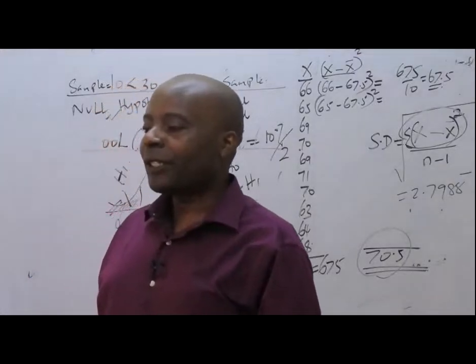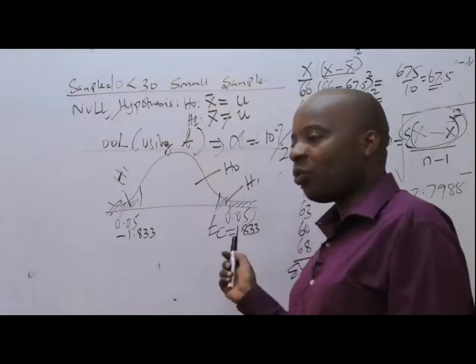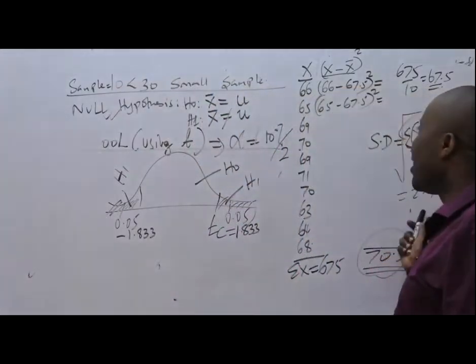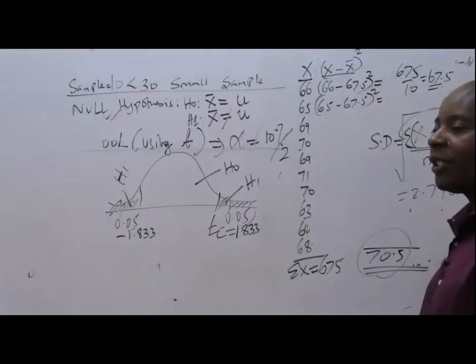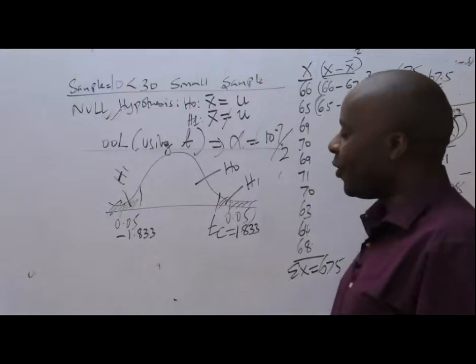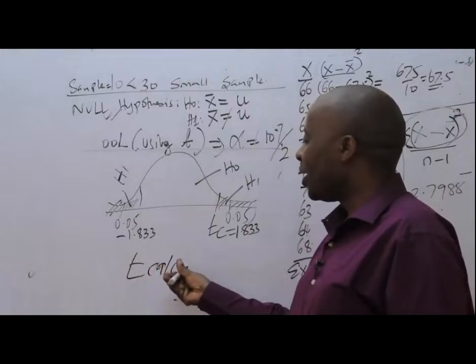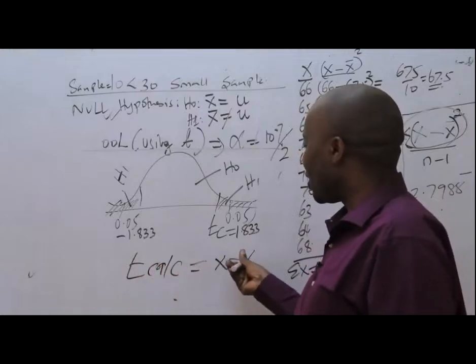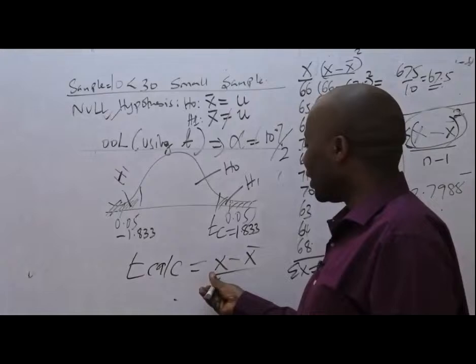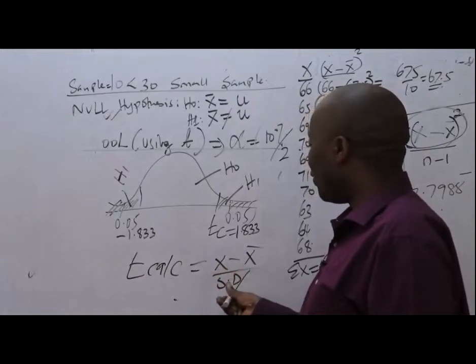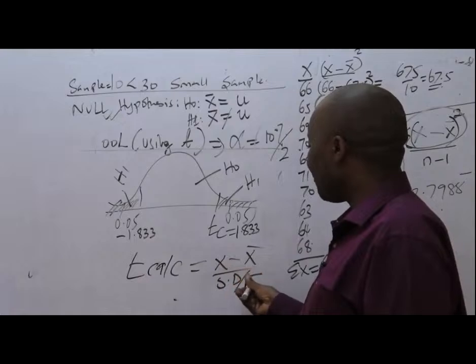So now I want to believe that each one of us has been able to get this 2.7988. Having gotten this, now there is something that you guys haven't yet done. Remember, there is our formula of T calculated, which needs these figures. T calculated is X minus X bar all over standard deviation over root N.